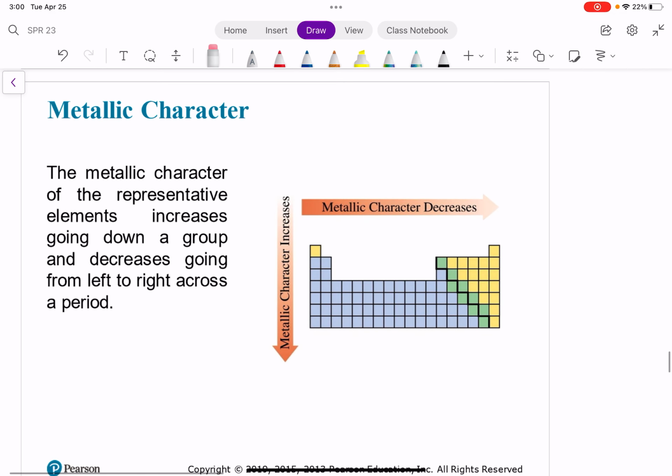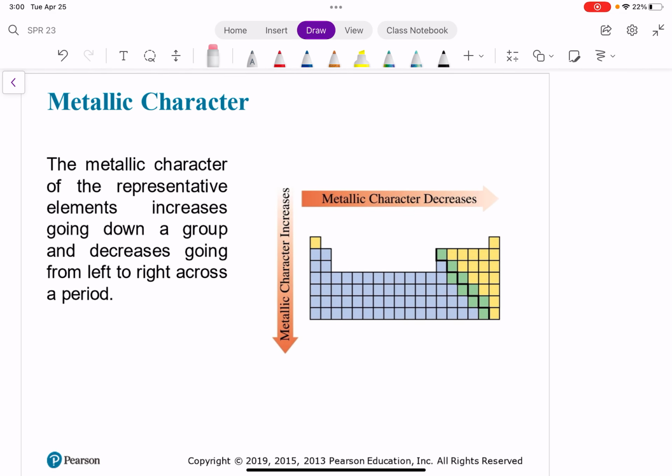So here's another little graphic to show you. So going towards the right on the periodic table, metallic character is decreasing. And going down, metallic character is increasing. Okay, and this is just something that we notice in nature.